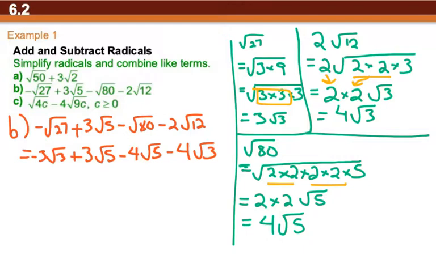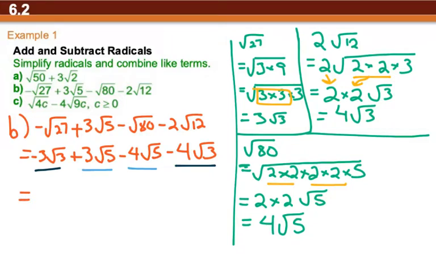Now, looking at this, we don't have full sets of like terms, but we do have a couple of pairs of like terms. We have negative 3 root 3 and minus 4 root 3. We have 3 root 5 and minus 4 root 5 that are also like terms. So we can do a little bit of simplifying, but we can't get this down to one single term. We can get it down a little simpler than it is now.